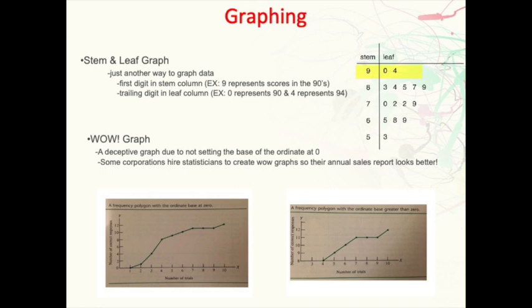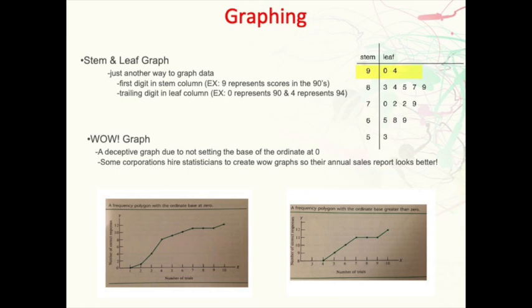And then we also have what are called wow graphs. Wow graphs are deceptive graphs that occur due to not setting the base of the ordinate at 0. Basically, if you don't put the base of the ordinate at 0, it creates a zoom effect on the graph, and that makes the data look way more dramatic. You can see that represented on these two frequency polygon images down here.